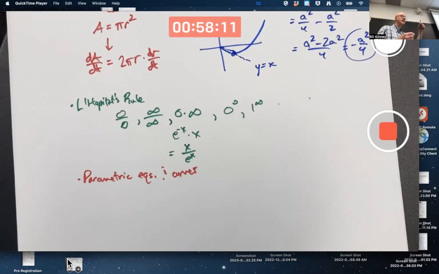The speed is the length of the velocity vector. You take the square root of f prime of t squared plus g prime of t squared. It's the Pythagorean theorem applied to the velocity vector as an arrow that you can draw in a picture.